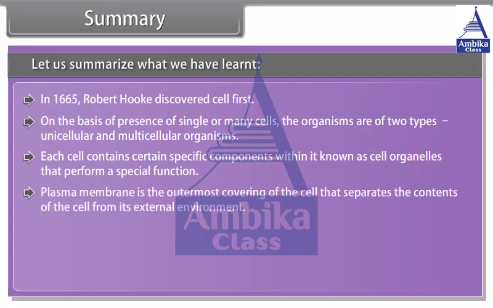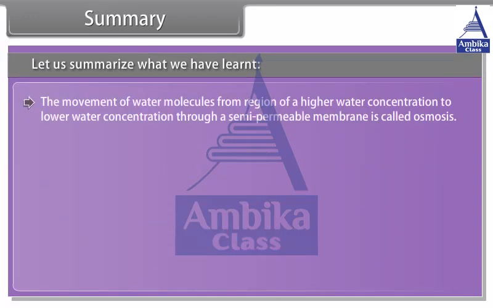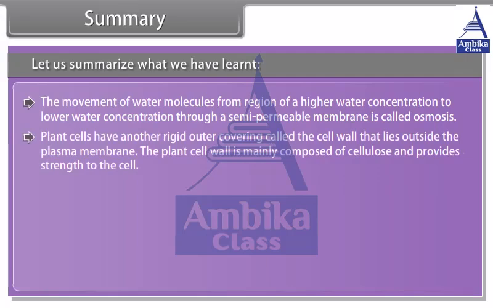Plasma membrane is the outermost covering of the cell that separates the contents of the cell from its external environment. Plasma membrane also works as a selectively permeable membrane by permitting the entry and exit of some materials in and out of the cell while preventing some other materials. The movement of water molecules from a region of higher water concentration to lower water concentration through a semi-permeable membrane is called osmosis.